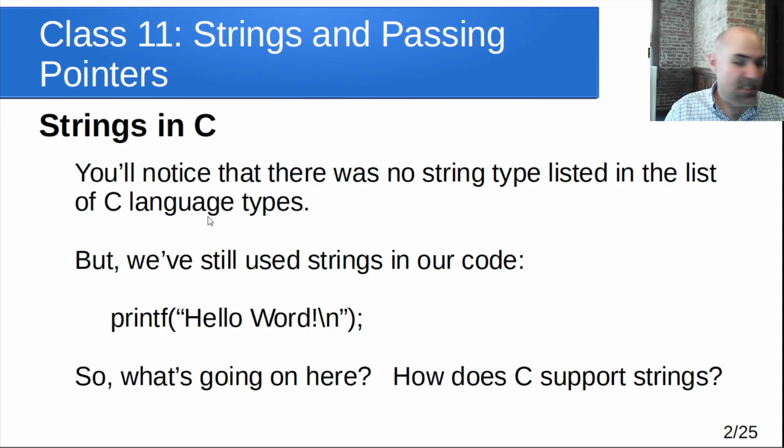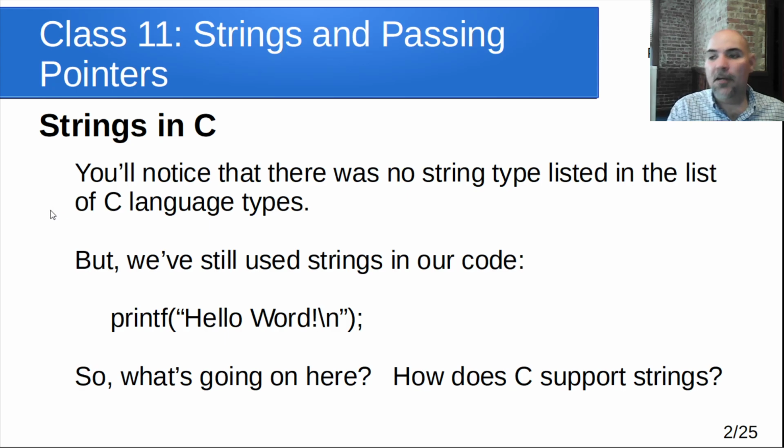So strings in C, you may have noticed when we went through the various data types that C had to offer, that there were things like character, unsigned character, there were integers, short integers, long integers, both unsigned and signed. There were floats, there were doubles, there were long integers, but there was no string type. There was no type that says this is designed to hold a string.